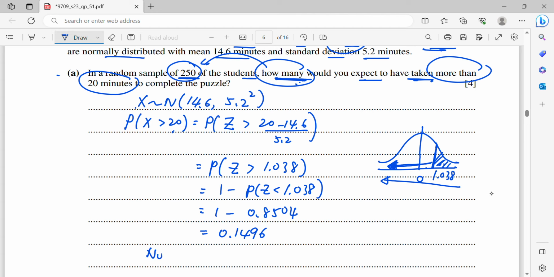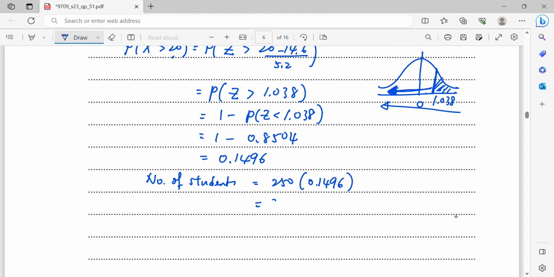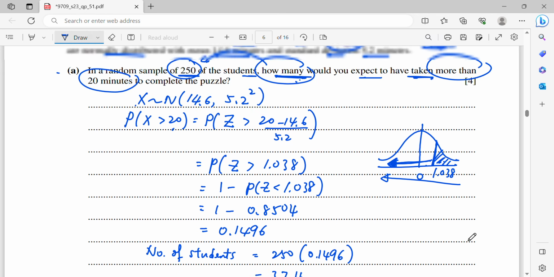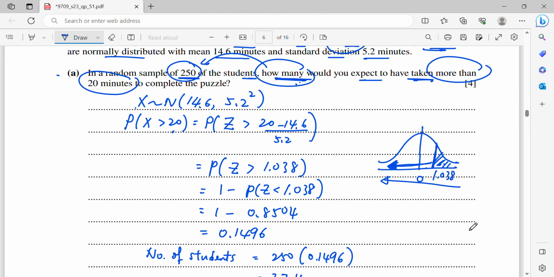Okay, so now the number of students will be 250 times 0.1496. Then you will be getting 37.4. And now, since this is the number of students, that means I will say it's approximately 37 students. So that's the solution for A.